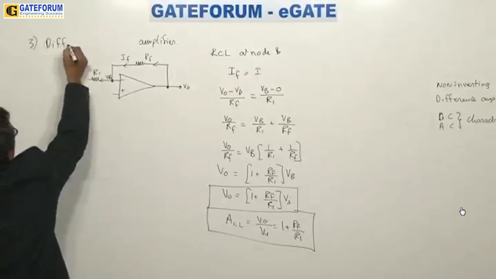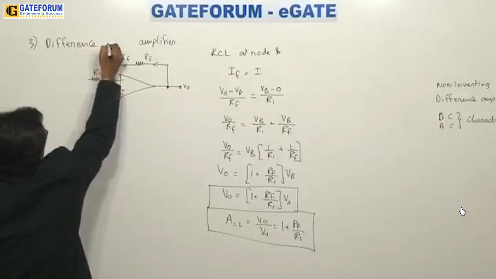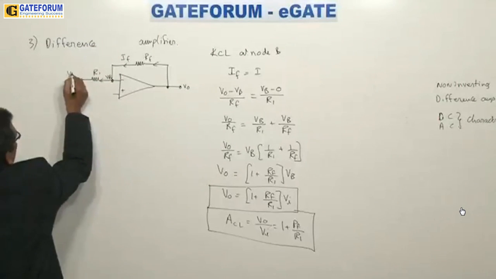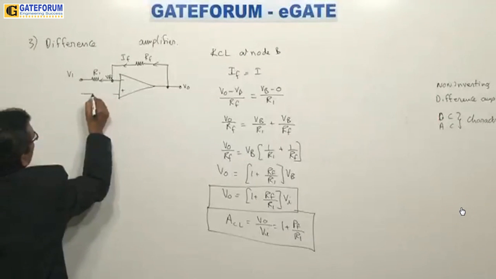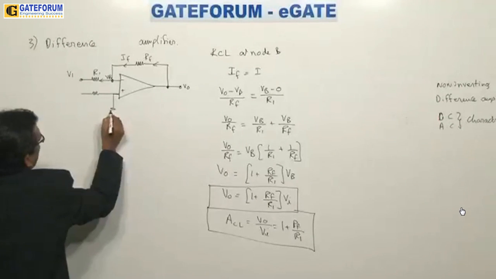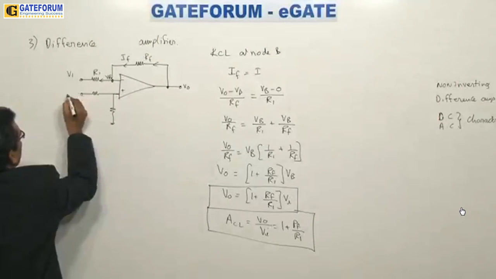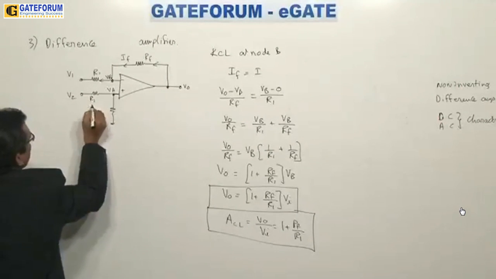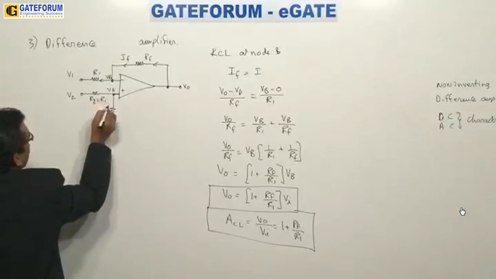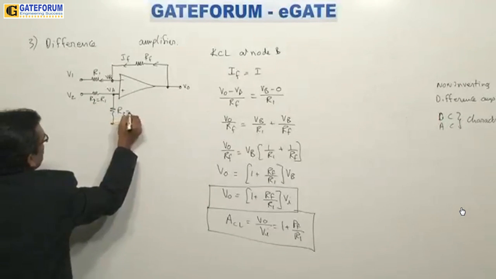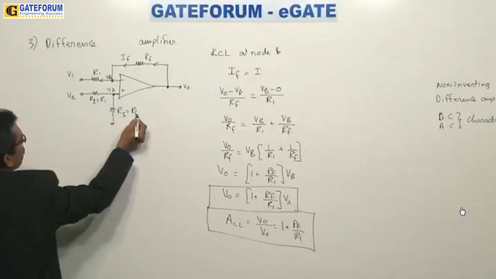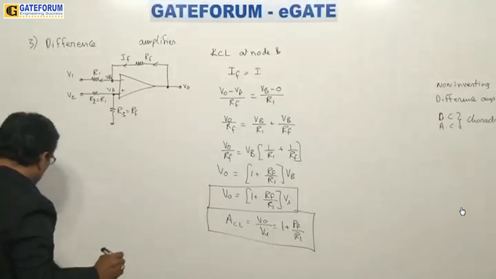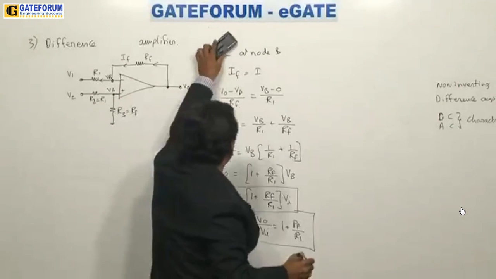Now the third one, the difference amplifier. In a difference amplifier, we give input to both terminals at a time. So I am going to give V1 input and V2 input at a time. Now this is node VA. Let this be R2, with R2 equal to R1, and let this be R3, with R3 equal to RF. You should select the values like this. Now what is this circuit?